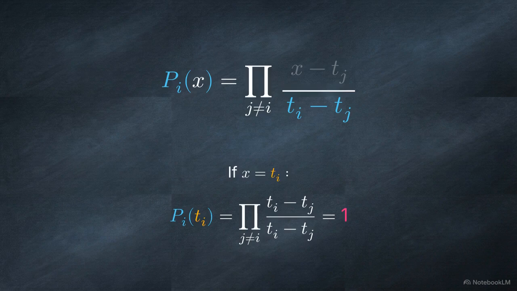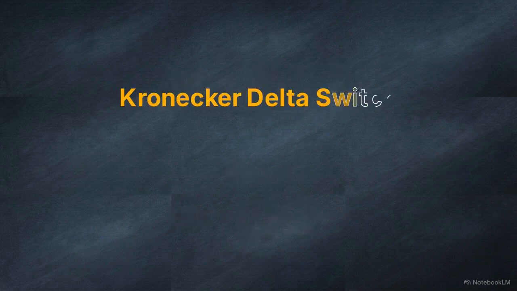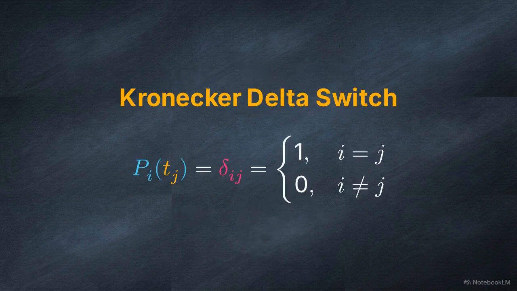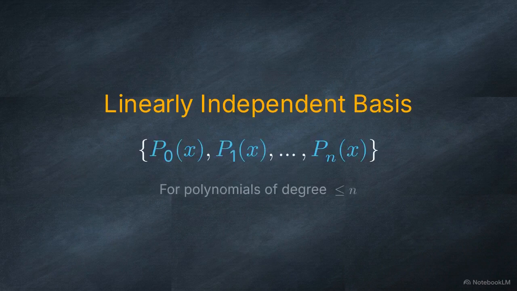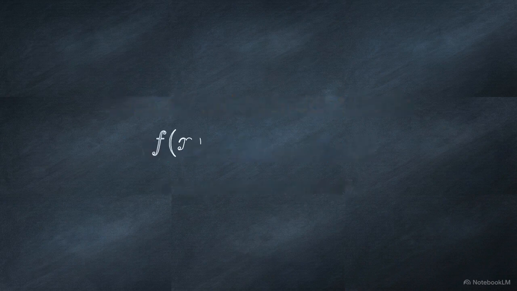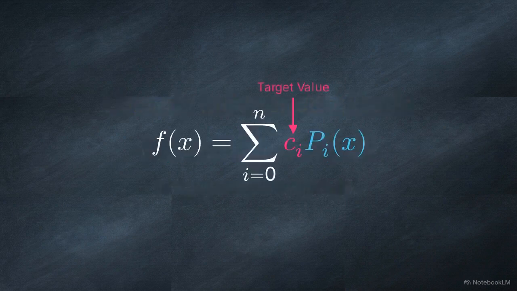This creates the Kronecker delta property. Effectively, each basis polynomial functions as an independent mathematical switch. These n+1 polynomials are linearly independent, meaning they form a basis for the subspace of polynomials with a degree of n or less. The resulting polynomial f is the sum of each target value ci multiplied by its corresponding basis polynomial. Consider a degree 2 example using 3 arbitrary points, t0, t1, and t2.